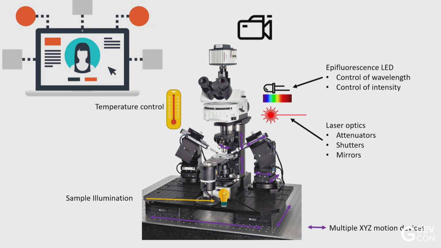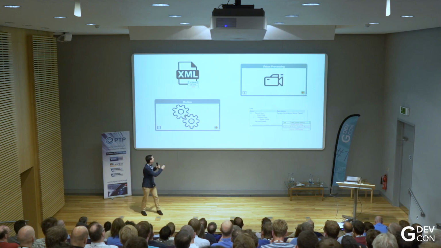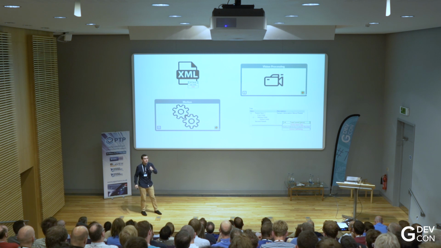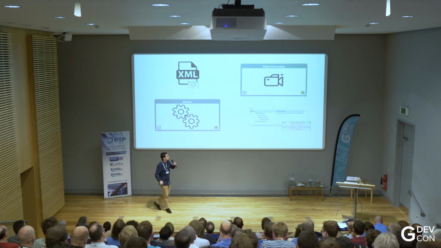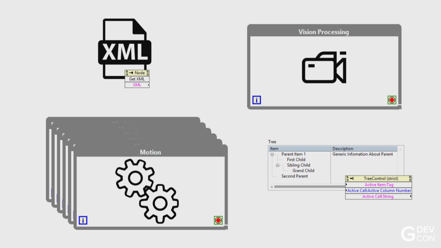So this is what the customer sees. Behind the scenes, I've just picked out 4 main processes that I have to work on. So the first is I've just put XML up there, where we have configuration, different configuration file types. We have lots of vision processing that we need to do. User interface items such as trees. And for motion stuff, because everything is fully configurable, we can have n number of motion devices.